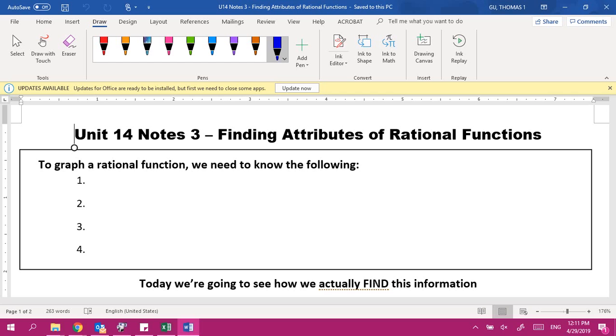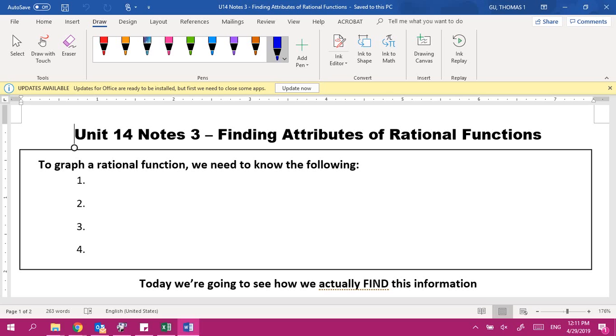Today we're going to be finding the attributes of rational functions. Last week, guys, we gave you all the attributes, right? All you had to do is graph. This week, we're going to actually find out how to find the different attributes and then graph after finding the attributes ourselves. So remember, we don't graph from transformations, we graph based on attributes.